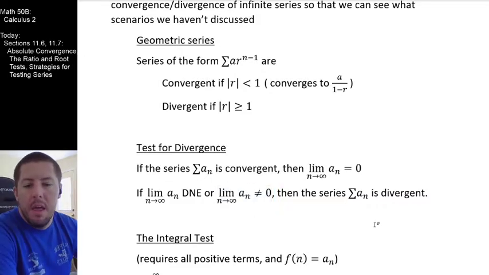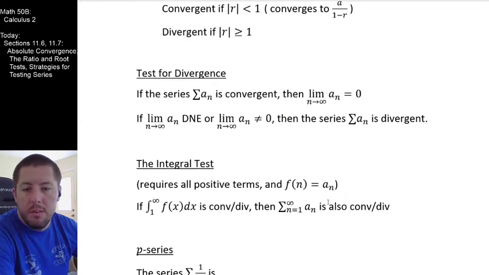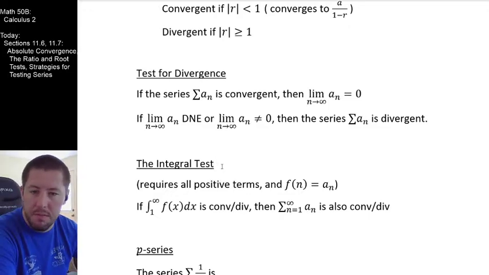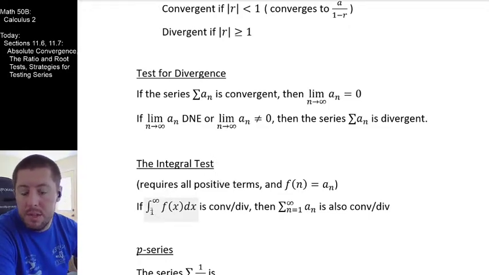The next thing we saw was the integral test. We want to remember that the integral test required that we have all positive terms, and it required that we're able to state some function f of n that is equivalent to the expression of the terms a sub n. The descriptor of the nth term a sub n must be able to be written in function form for us to use the integral test, because the integral test says we're going to take the integral of that function.